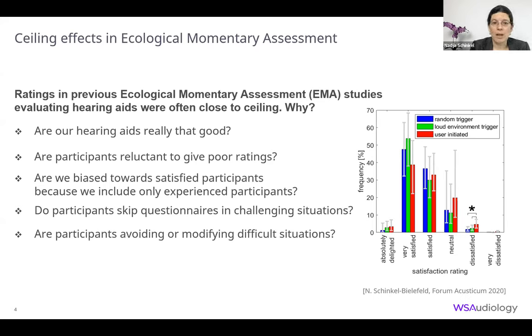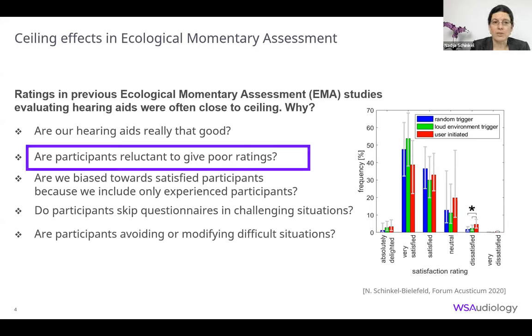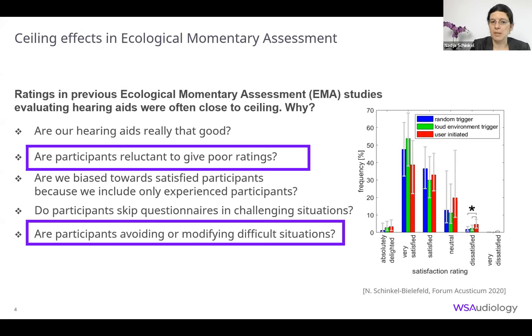So today, I would like to focus on two of those questions. Are participants reluctant to give poor ratings? So we are comparing laboratory experiments with field trials. And are participants avoiding or modifying difficult situations?